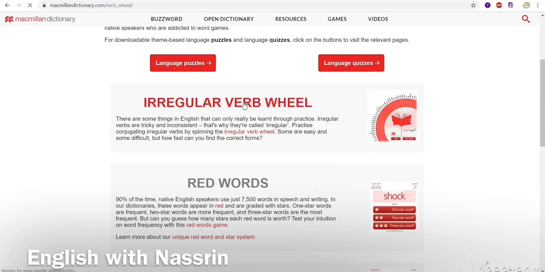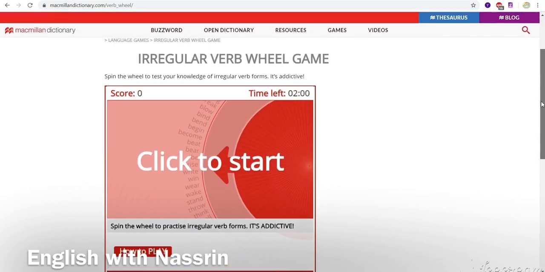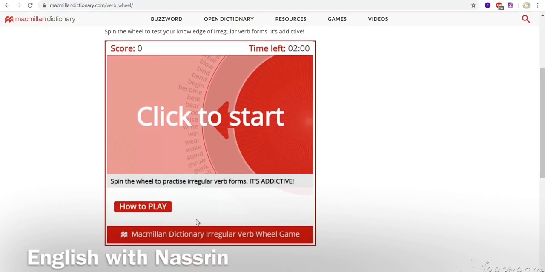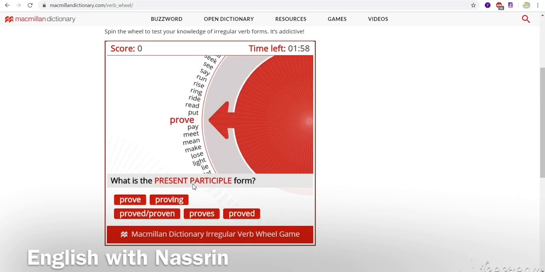The first one is called the Irregular Verb Wheel game. And then you click on Click to Start. And then verbs are chosen at random from the edge of the wheel. And then you have to read the question that appears and choose the word that matches each form of that verb from the 5 possibilities that are offered. And then you get to practice around with the same irregular verb until you get them all correct, and each correct answer gives you 1 point.